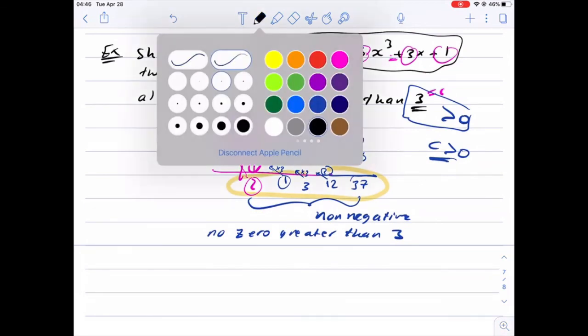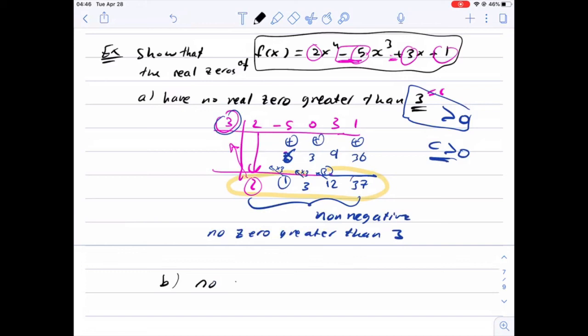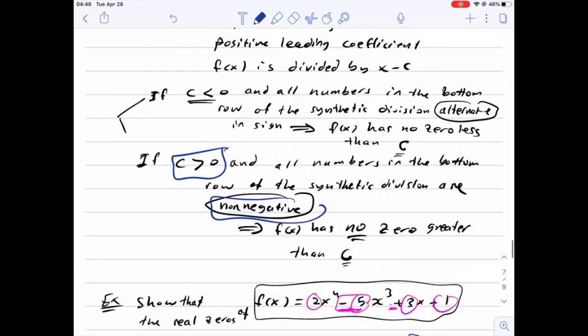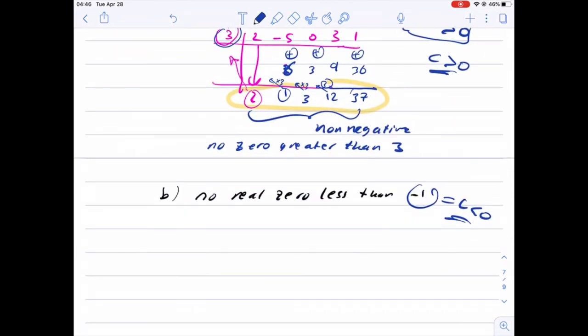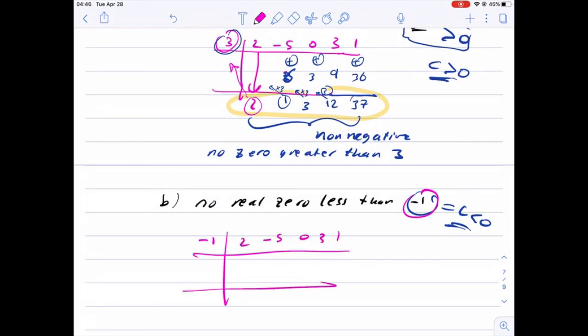Now part B, we want to show that there is no real zero less than -1. Now this is c, and it's less than 0, so we need to apply this case. We need to see if they alternate in sign. So we do the synthetic division again, but we divide by -1. We have 2, -5, 0, 3, 1, and we bring the 2 down, times -1 we get -2, -5 plus -2 is -7, then multiply by -1 we get 7 plus 0 is 7, times -1 we get -7 plus 3 is -4, and then multiply by -1 we get 4 plus 1 is 5.